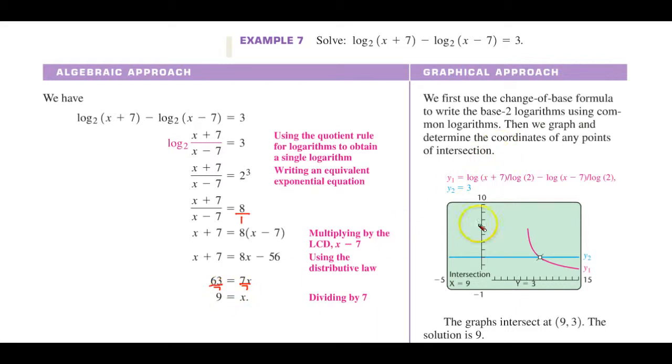And then if we used a graphing calculator, you can actually put this into your graphing calculator, and it shows you this point of intersection right there, which is 9. Wow.